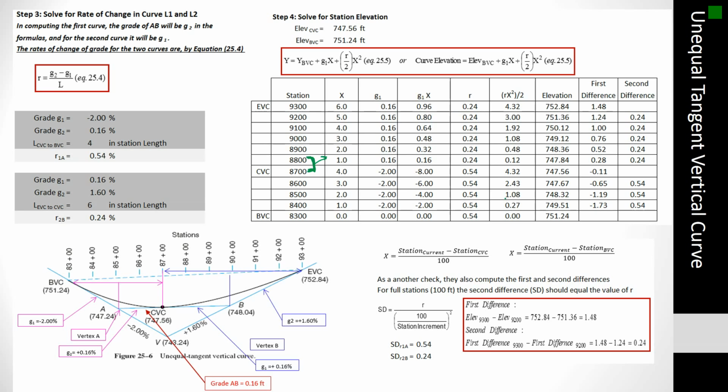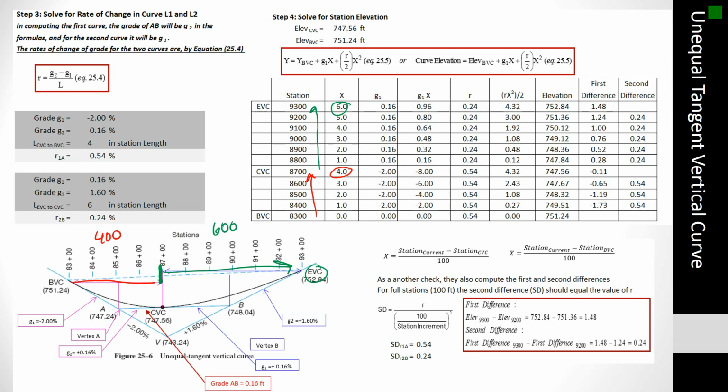This is our second equal tangent curve. 89 to 87 is 200 feet, or 2 stations. 90 to 87 is 300 feet, or 3 stations, all the way up to the end. Now, notice that from the BVC to the CVC, from here to here, is a total of 4 stations. And from the CVC to the EVC, from here up, is 6 stations. So we had a 400-foot curve here, and we had a 600-foot curve here.